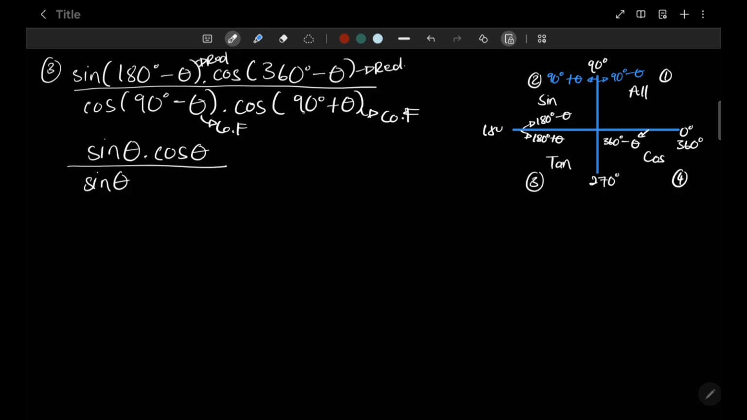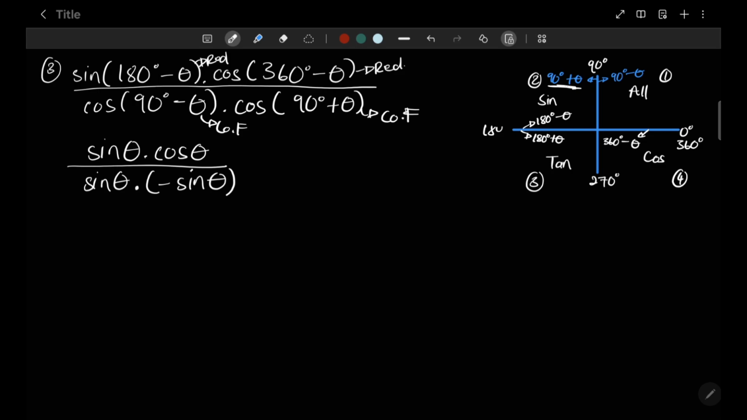Now the last part, cos 90 degrees plus theta. Let's look for 90 degrees plus theta on a case diagram. It's in the second quadrant where cos is negative. So your answer should be negative sine theta as you swap between sine and cos.